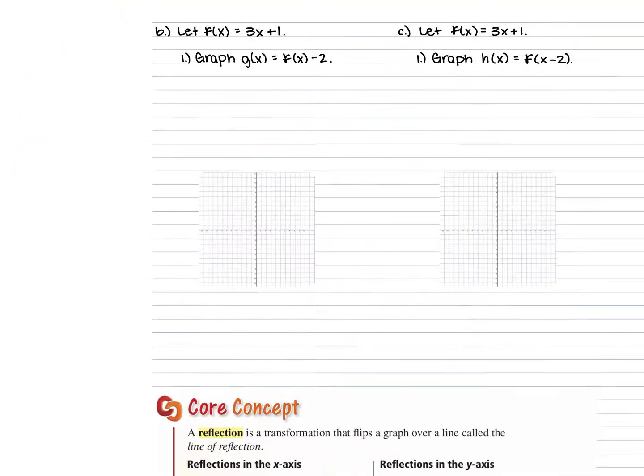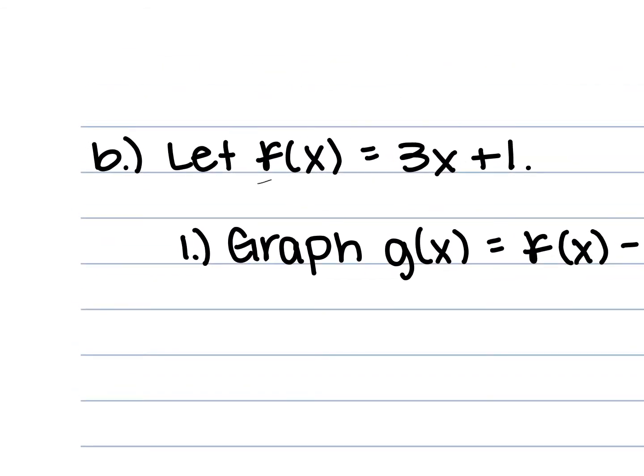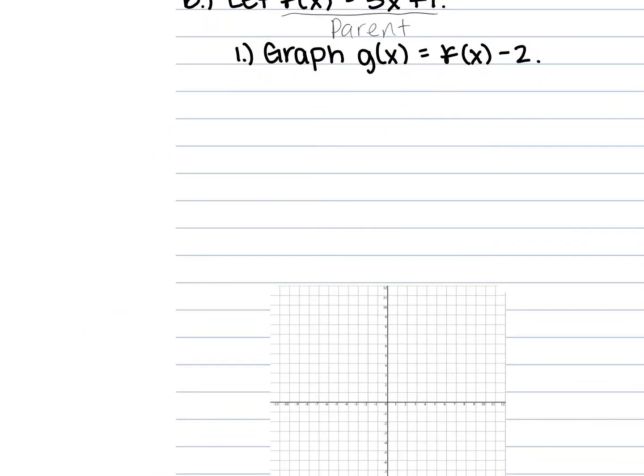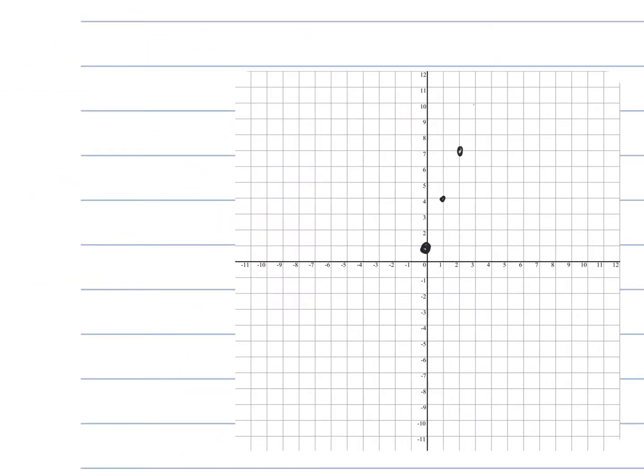Let's do another one, okay? Scroll down to the next page. We've got f of x equals 3x plus 1. This is now our new parent, okay? So write parent underneath. And let's graph him. How do we graph this parent function? Christian? Start at 1, which is the y-intercept, and then move where? Up 3 to the right 1. Up 3 to the right 1. Do it twice. Draw a line through them. And label it f of x, and label it your parent.